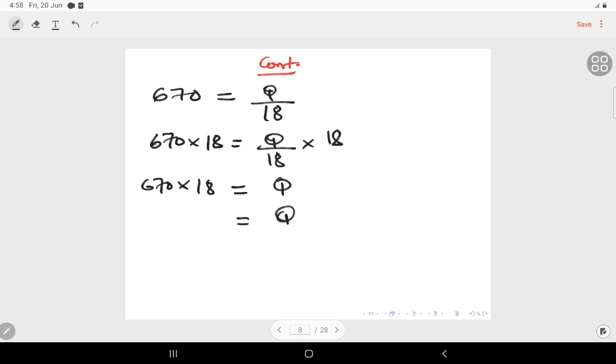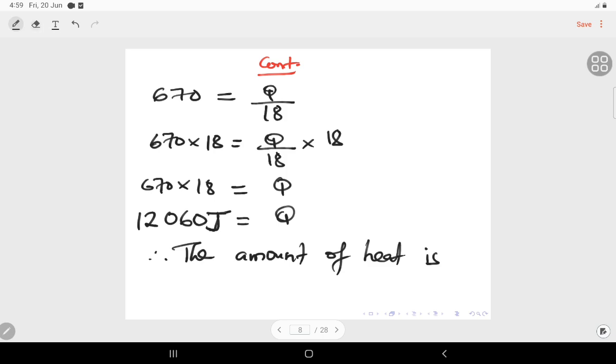670 by 18 will give me 12,060. And because it's heat energy, the SI unit is recorded in Joule. So that's all. Let's conclude. We will simply say that the amount of heat required is 12,060 joules. So that is all.